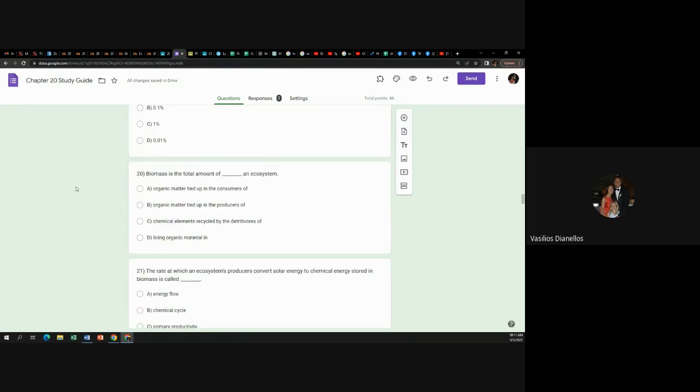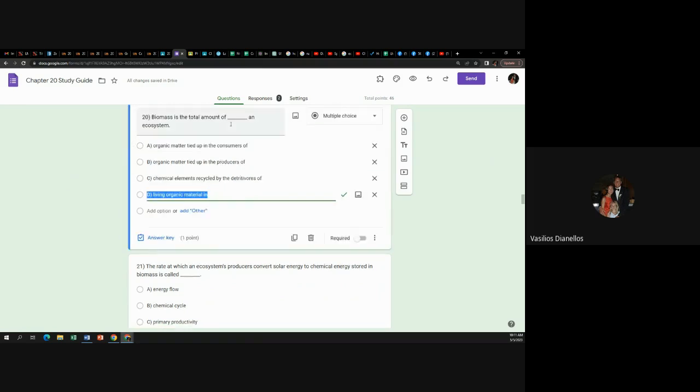Biomass is the total amount of blank in an ecosystem. Living stuff, basically. Living organic material in an ecosystem. So A is incorrect because it says consumers. That's too specific. B is incorrect because it says producers. That is too specific. C is specific to detritivores, right? Too specific. So it's all the living matter in an ecosystem. Any questions about that?